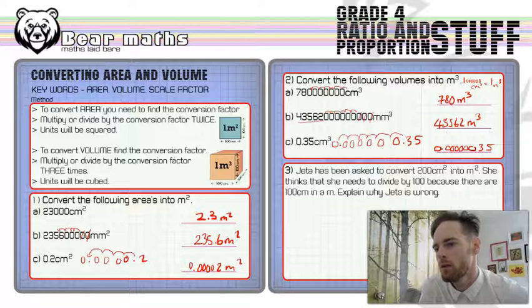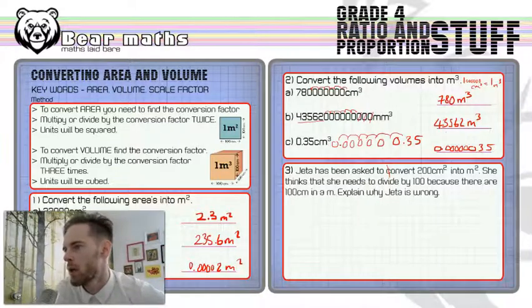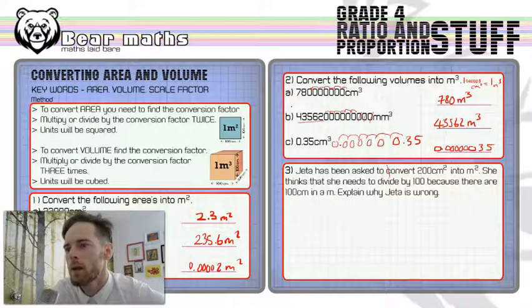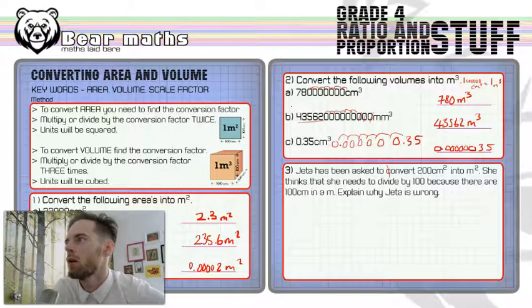Right, let's move over to the third question, and let's see what we can write for that one. Now, Yetta has been asked to convert 200 centimeters squared into meters squared. She thinks that she needs to divide by 100 because there are 100 centimeters in a meter. Explain why Yetta is wrong.